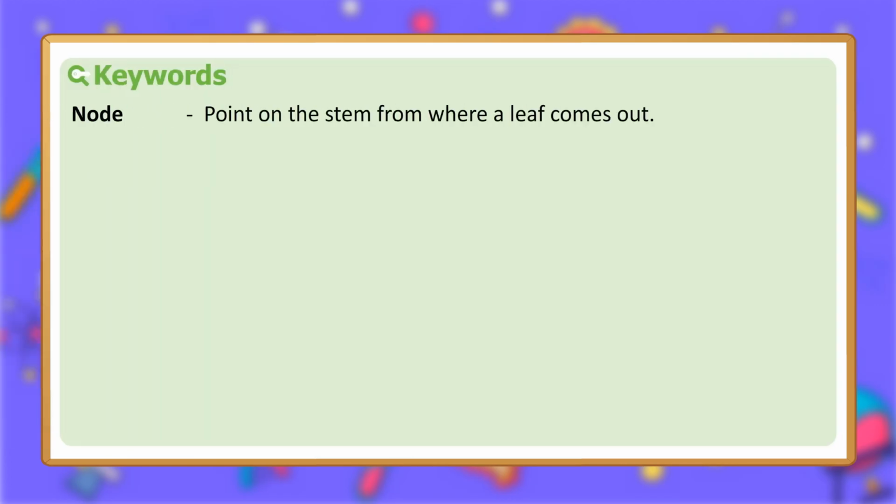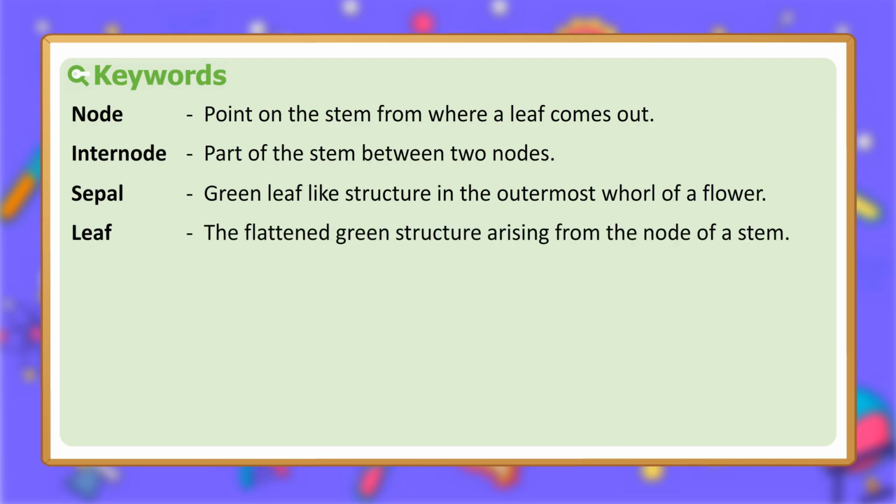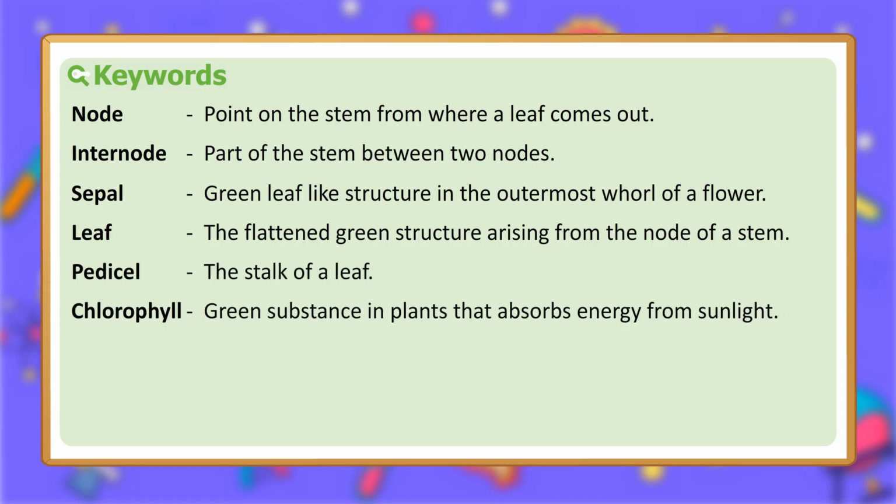Keywords. Node. Point on the stem from where a leaf comes out. Internode. Part of the stem between 2 nodes. Sepal. Green leaf-like structure in the outermost wall of a flower. Leaf. The flattened green structure arising from the node of a stem. Petiole, the stalk of a leaf.